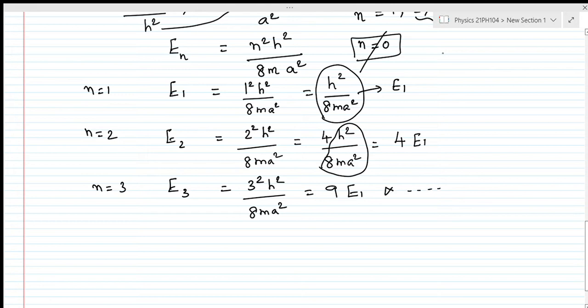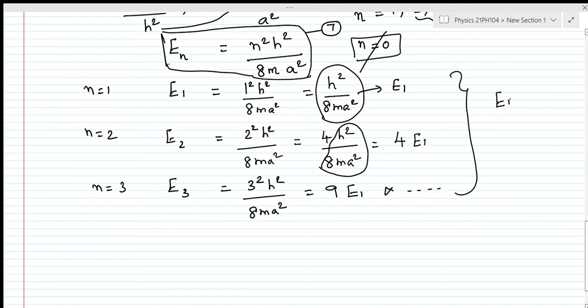So this base equation En is equal to n square h square divided by 8ma square is called the energy value of the particle which is freely moving inside the one-dimensional box, and these values are called eigenvalues, that is the set of energy values possessed by the particle which is freely moving inside the box.